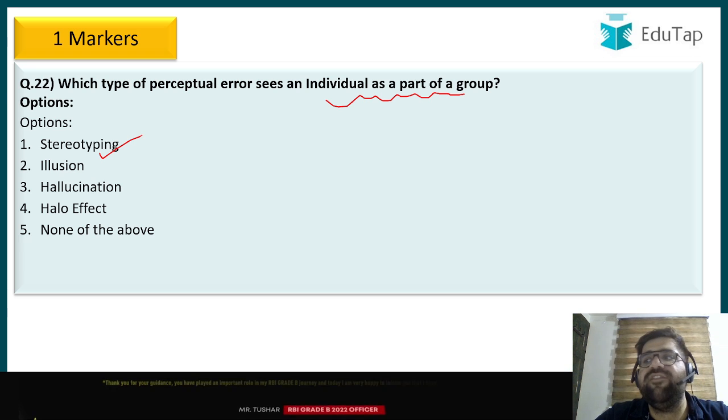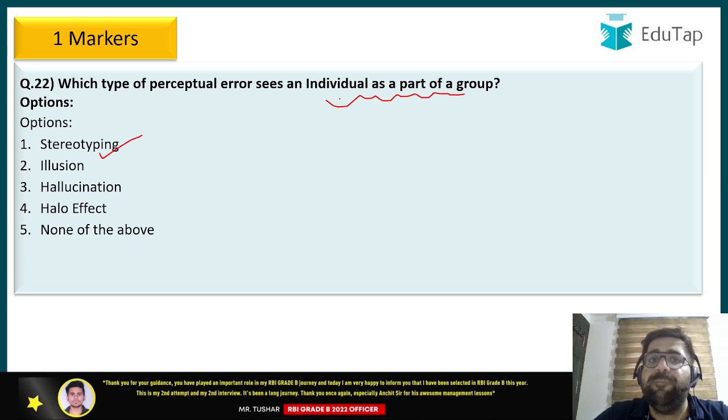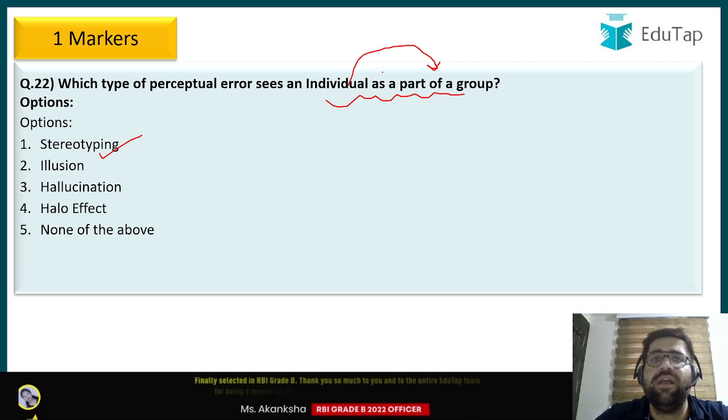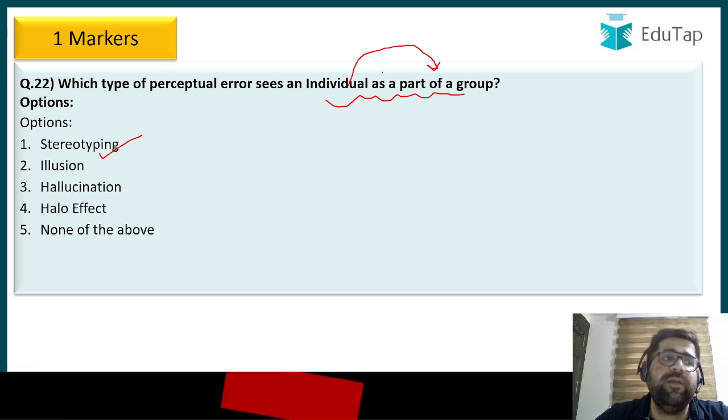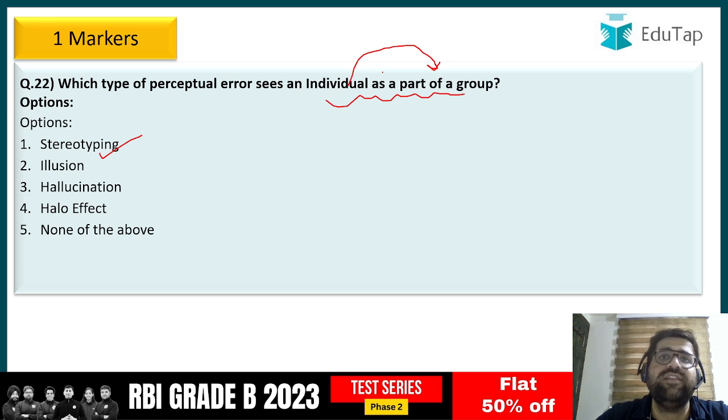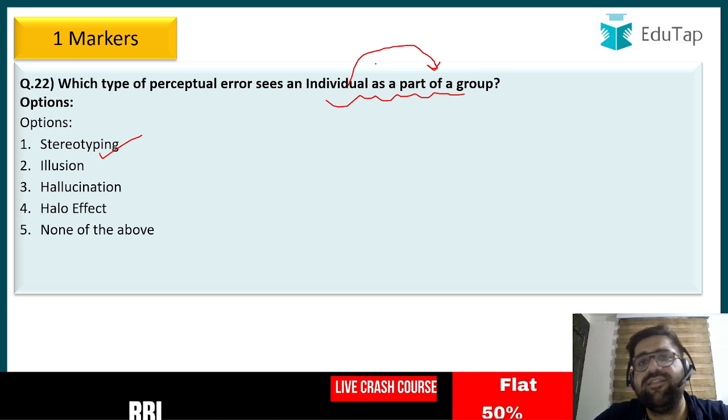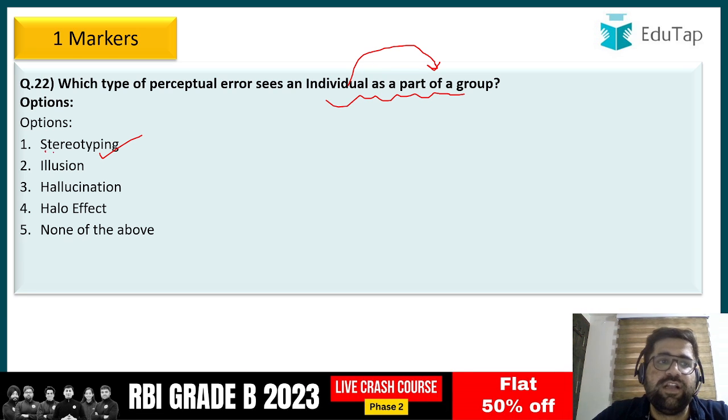In stereotyping, we try to make a statement about an individual, but that particular individual has been judged on the basis of a community. For example, if I make this stereotyping statement that all people who are coming from South, they like South Indian. Okay, so this is a statement which I am making on the group of South Indians, as simple as that. So the correct answer will be stereotyping.